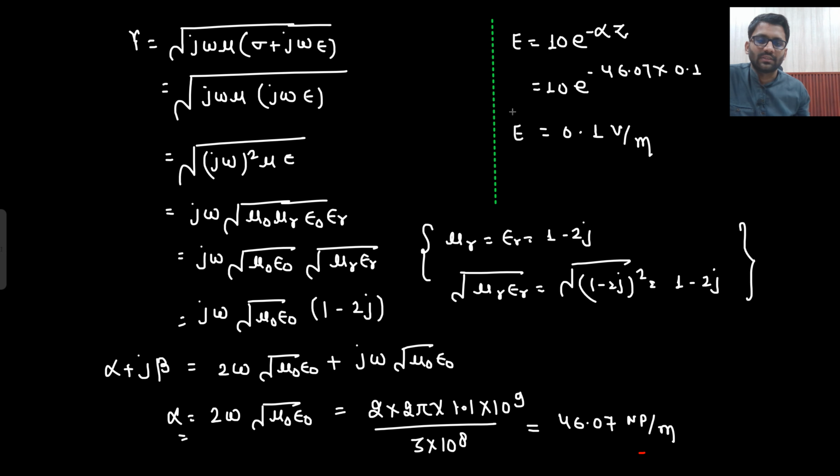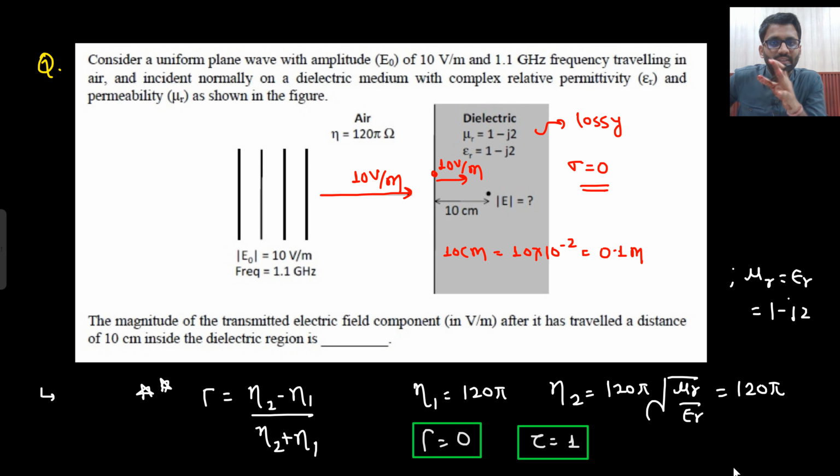Are you understanding what we do? Here the important point we understood is that if permittivity and permeability are given complex, then even if sigma is 0, you do not need to think that your medium will be lossless. Still your medium can be lossy because of the complex permittivity and permeability.